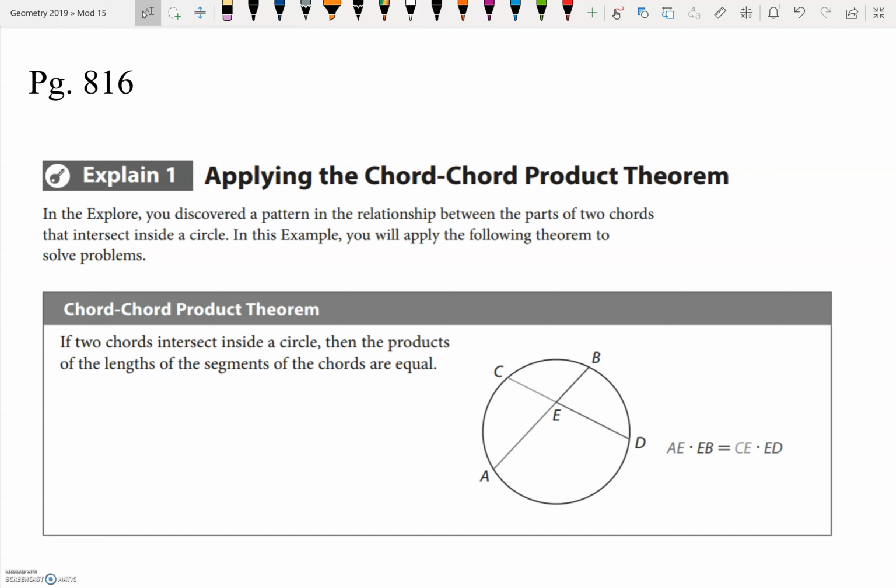Now, the chord-chord product theorem says that if you have two intersecting chords, there is a relationship between the lengths. Previously, we were talking about the arc measures. Now we're going to be talking about the lengths of each of these chords. When they intersect each other, the relationship is this part times this part equals this part times this part. And that's it. So let's use it.